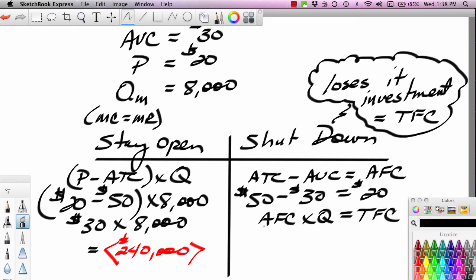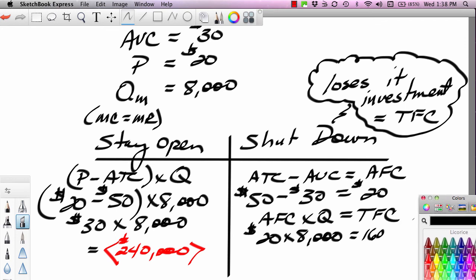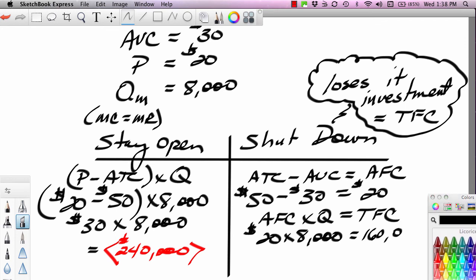So what do we have here? 20 times what? 20 times 8,000 equals what? That's going to equal 160. Let me move this over a little bit. 160,000. And this effectively, let me just go ahead and circle it in red. This is effectively our loss. We're going to lose that. We're going bankrupt, so we lose our fixed investment of 160,000.